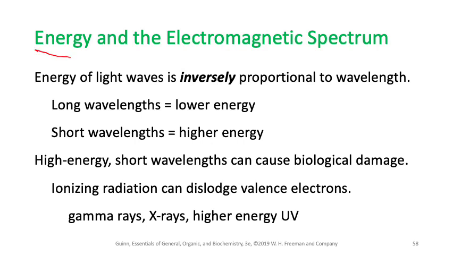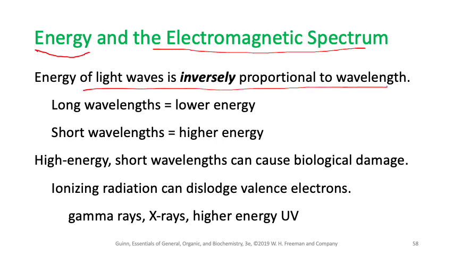And like we already discussed in the previous slide, the energy and the electromagnetic spectrum, how they are related. Energy of the light is inversely proportional to the wavelength. We already talked about this. That means the longer the wavelength, the lower the energy. The shorter the wavelength, the higher the energy. They are opposite.